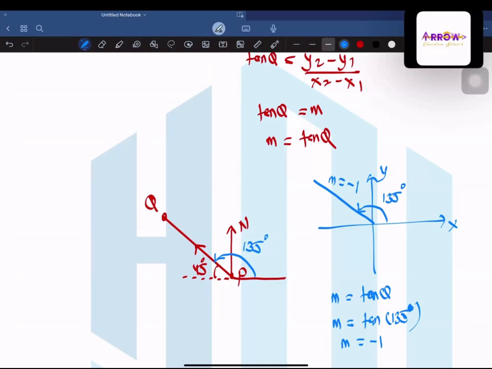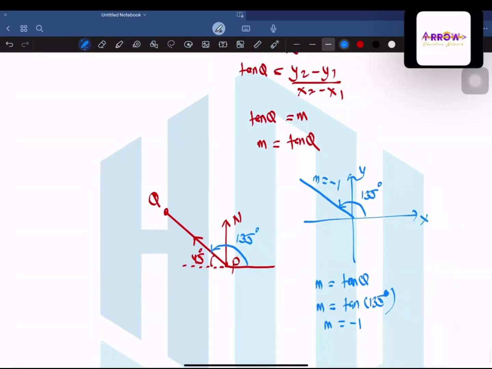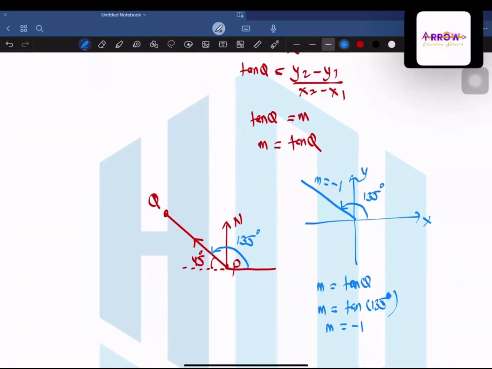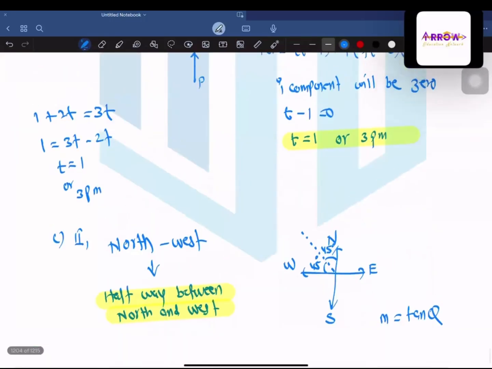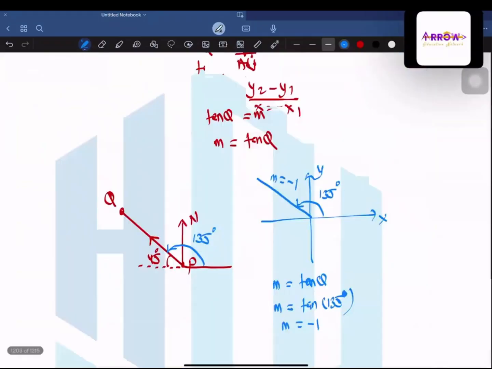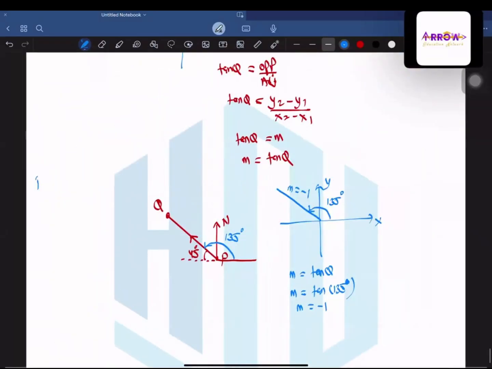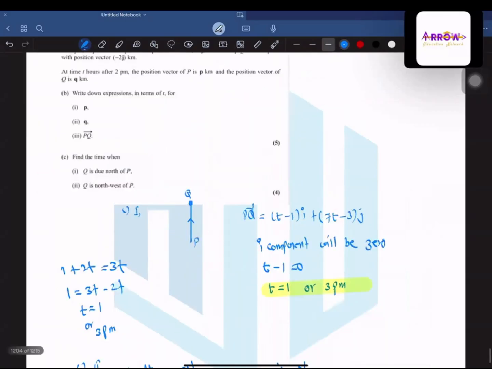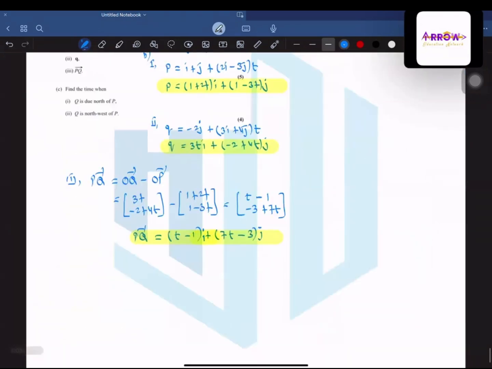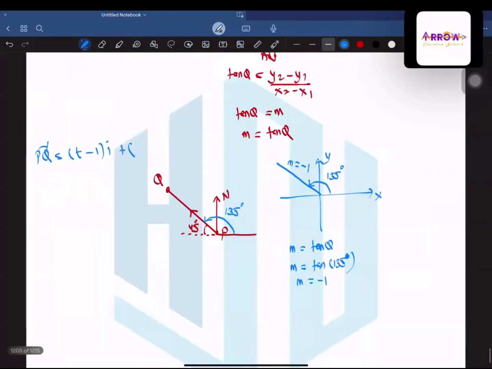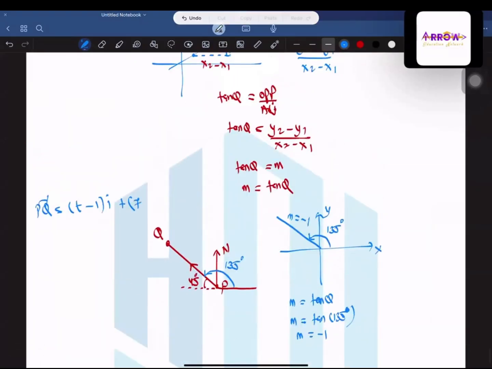Okay. Now we have established that the gradient of this line is -1. And what we know is that for the PQ vector, which we found, t minus 1 was the I component, and the J component was minus what? It was 7t minus 3. 7t minus 3. This was the J component.